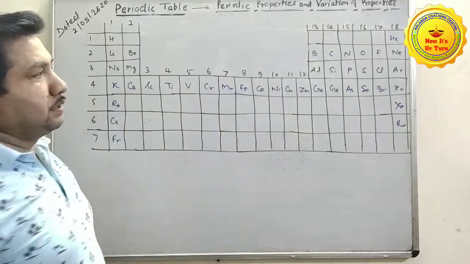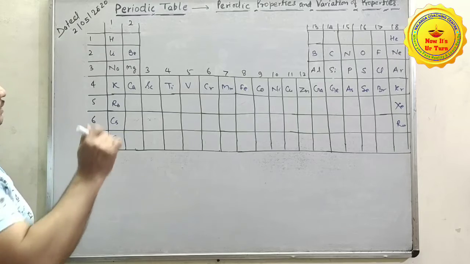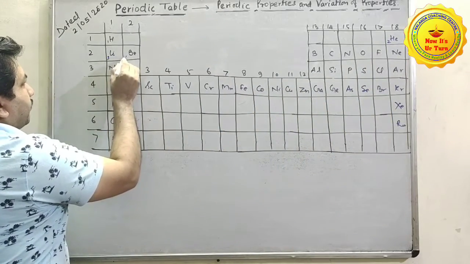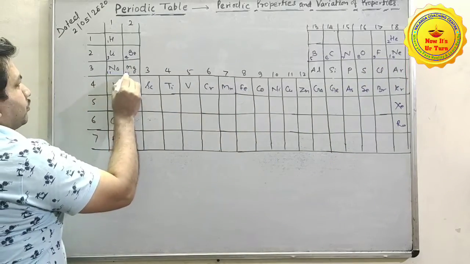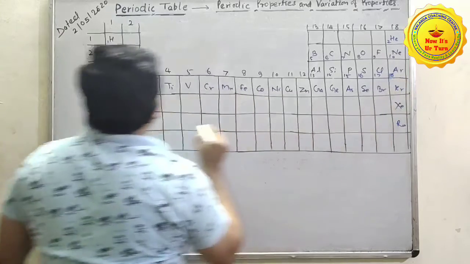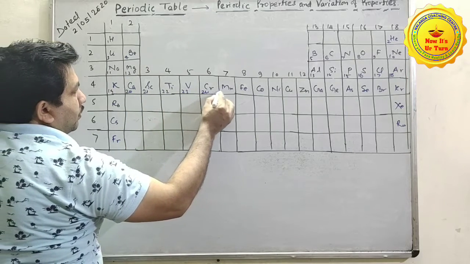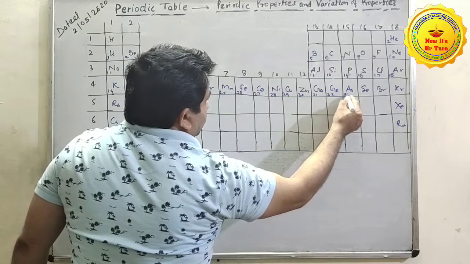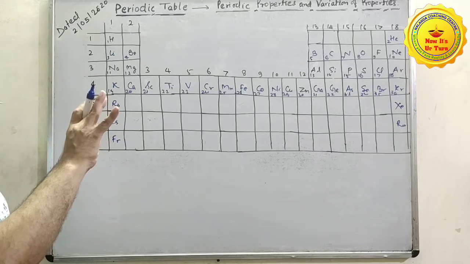Then about these number of atoms, their symbols and atomic numbers we have to learn. Atomic number of this one, 1, 2, 3, 4, 5, 6, 7, 8, 9, 10, 11, 12, here 13, 14, 15, 16, 17, 18, 19, 20, 21, 22, 23, 24, 25, 26, 27, 28, 29, 30, 31, 32, 33, 34, 35, and here 36. We have to learn these by heart.